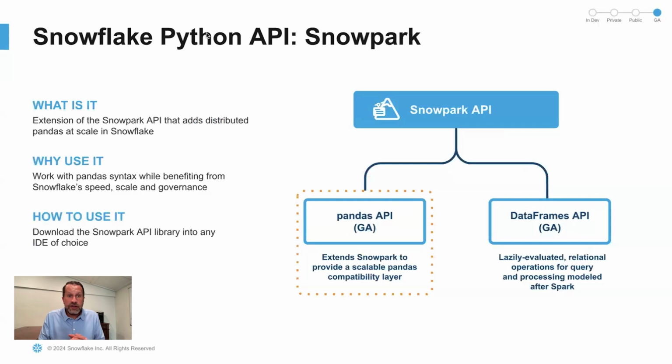When it comes to the different Python APIs, we have two sets of them. This is focused on Snowpark. So you're probably familiar with the DataFrame API, which is similar to the PySpark API. We've had this in Snowflake for a while now, and we've recently announced pandas as well. Whichever API you're familiar with, you can use it in Snowflake and in our notebooks.